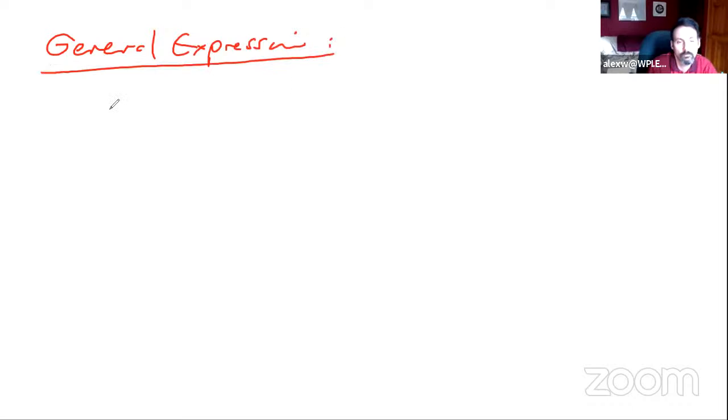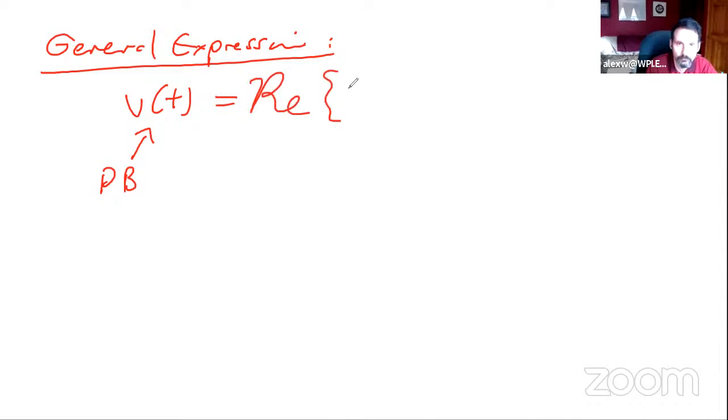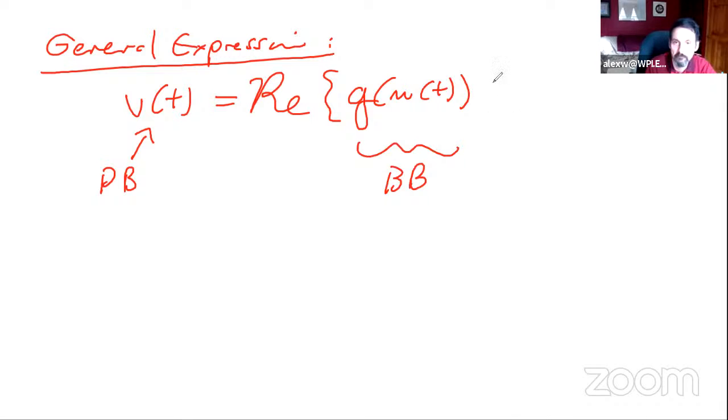All right. First of all, very important, the general expression. My passband signal, PB, is the real part of the mapping of my message signal to some complex baseband representation, modulated to some carrier frequency FC. So far, so good.